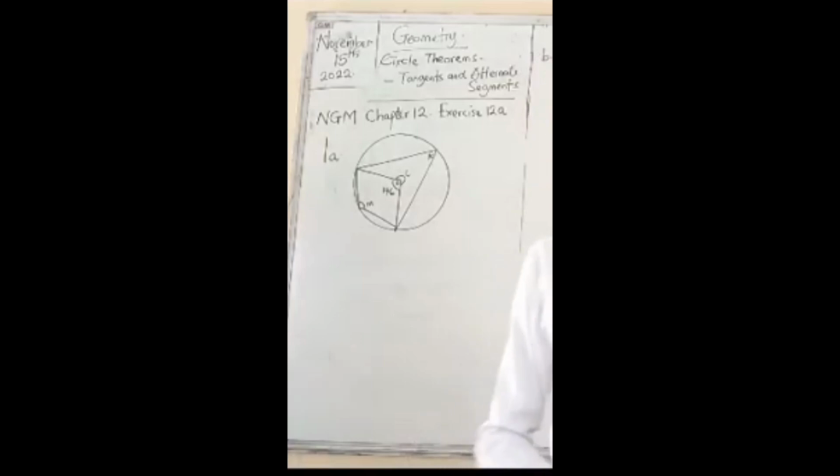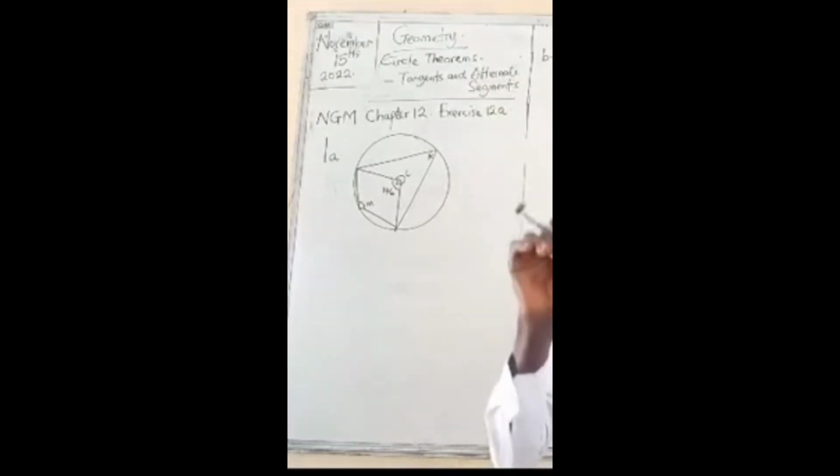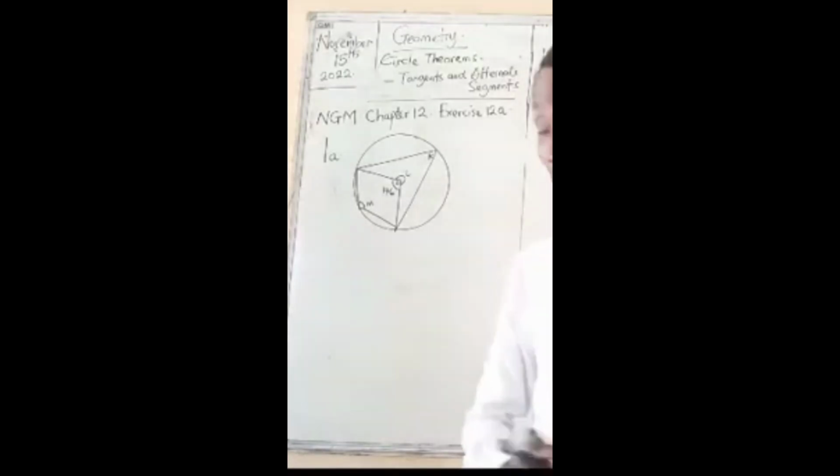No formal introductions, we're straight into circle theorems, tangents, and alternate segments. But before we go into the business of the day, it's important that we are sure that certain aspects of the matter of circle theorems that border around your arcs, your chords, and your cyclic quadrilaterals are well taken care of. So let's have a quick review using our New General Maths textbook, chapter 12 and exercise 12a.